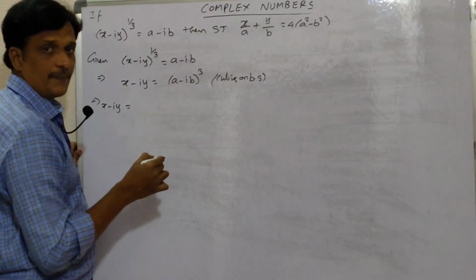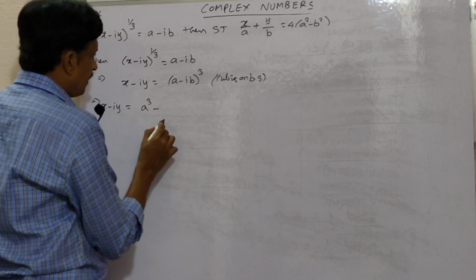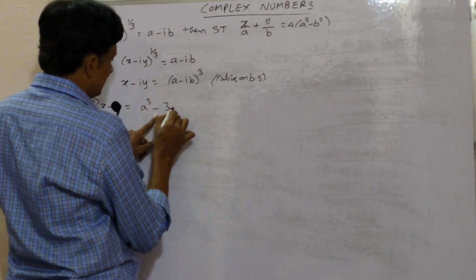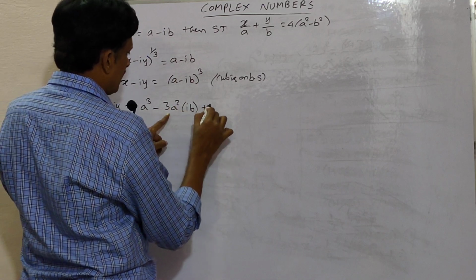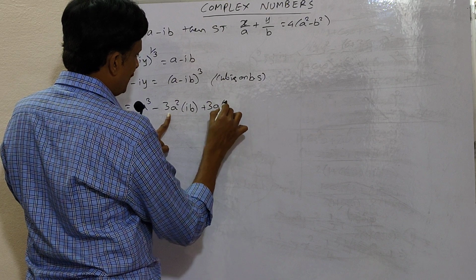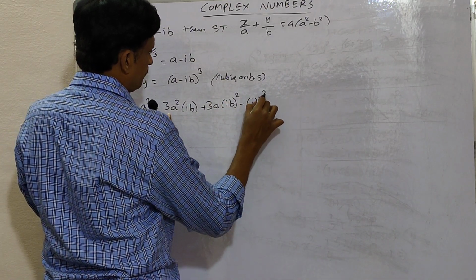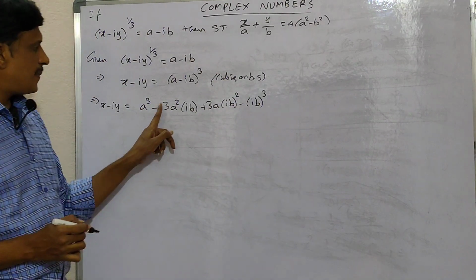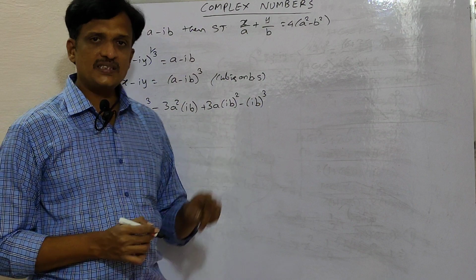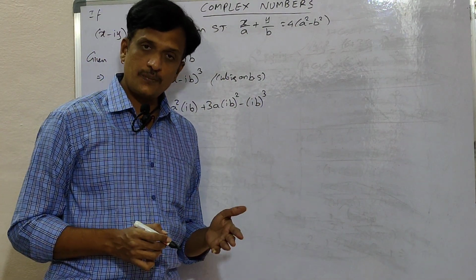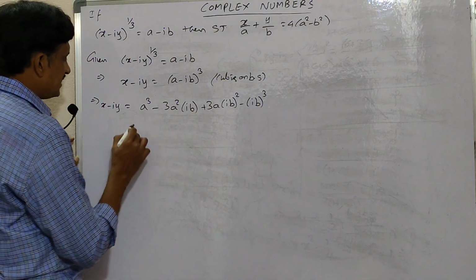And now this x minus iy is equal to a minus b whole cube, that is a cube minus 3a square into b plus 3ab square minus b cube. This is the formula for a minus b whole cube expansion. But in place of b, we need to write ib. Now write its simplified form.